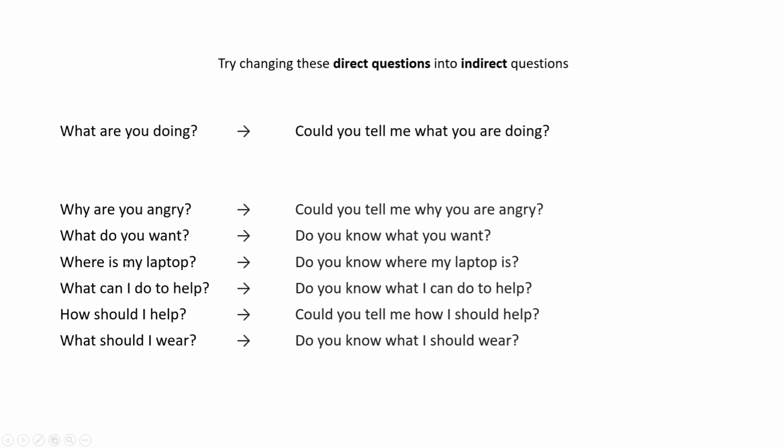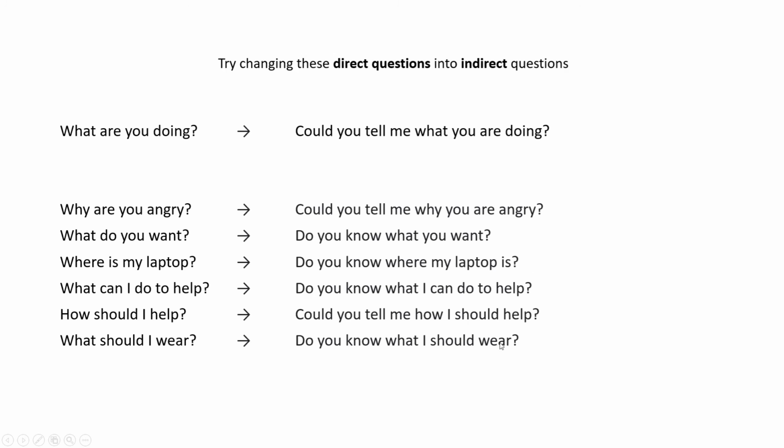Okay. Where is my laptop? My laptop is in the bedroom. Do you know where my laptop is? My laptop is in the bedroom. Same structure as the answer. What can I do to help? Do you know what I can do to help?